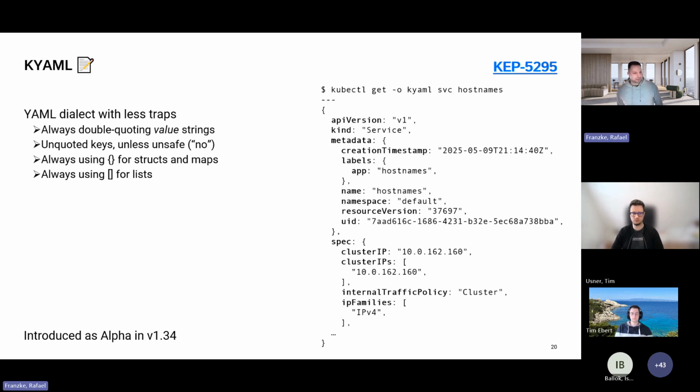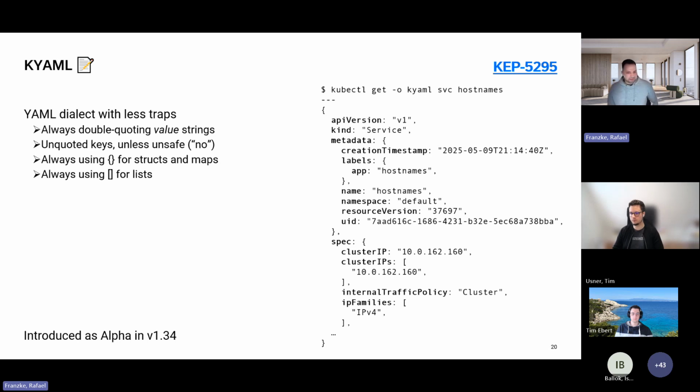Another feature promoted to beta is this KYAML dialect that Kubernetes has introduced in the last version, which was already presented by Johannes and Tobi back then. I think I just reused the very same slide because there were no significant changes, just that the feature is now being promoted to beta.